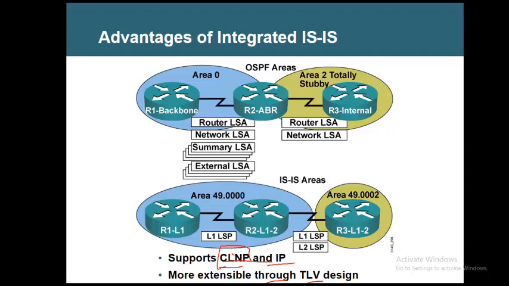This is having TLVs, which is nothing but the ISIS header that can be extended. Whenever you want, you can add more fields. Whenever you don't want, you can remove those fields. So using this extendable opportunity, you can make use of ISIS to support new features, additional features, which a normal routing protocol won't support.